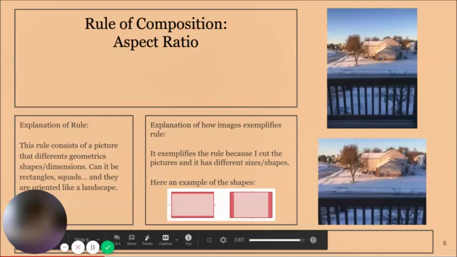Aspect ratio. This rule consists of a picture with different geometric shapes and dimensions. It can be a rectangle or square, and they are oriented like a landscape. It exemplifies the rule because I cut the pictures, and they have different sizes and shapes. Here is an example of the shapes. It can be 4:2 or 8:16.